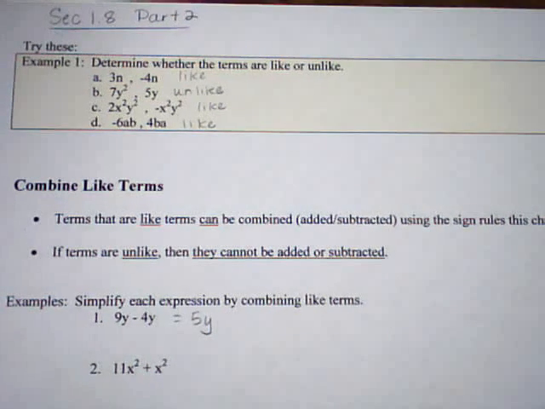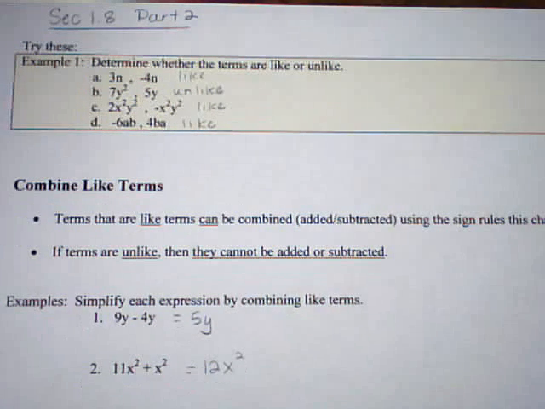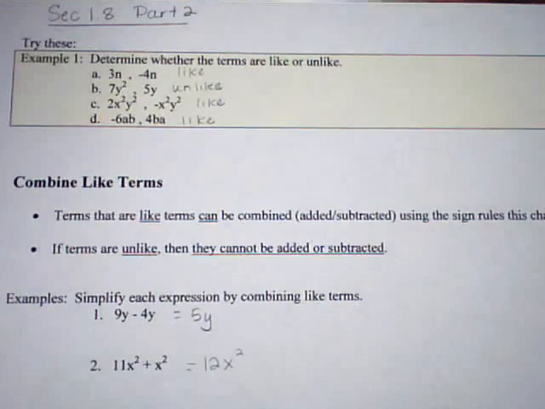Okay, number 2, 11x squared plus x squared. Remember when you have x with no visible coefficient, this means it's an understood 1. So I can combine, and these would be 12x squared. But notice the exponent does not change. It's because we're just counting how many x squareds we have in the problem.